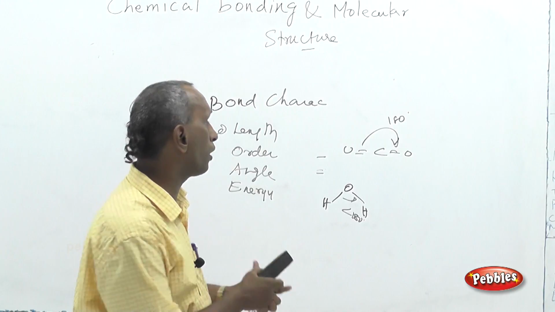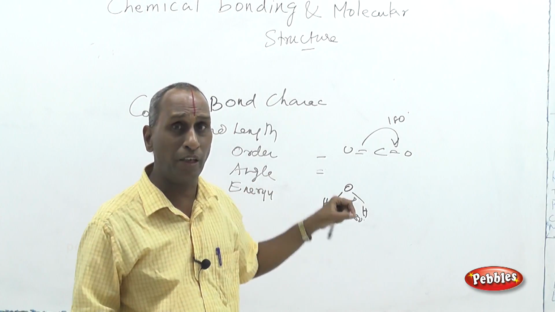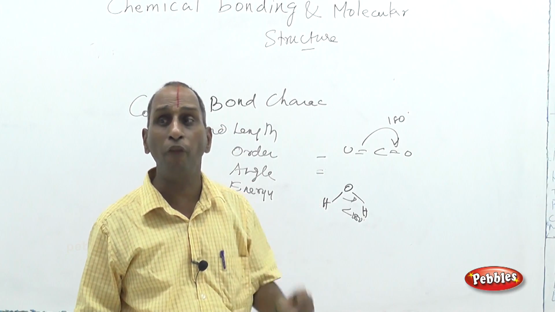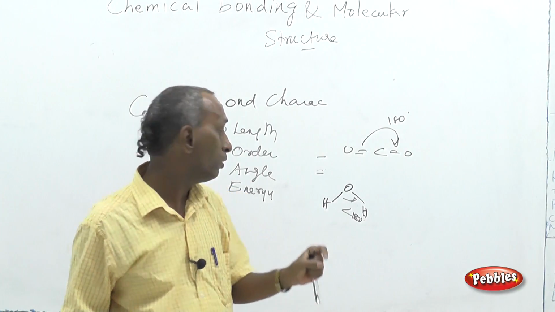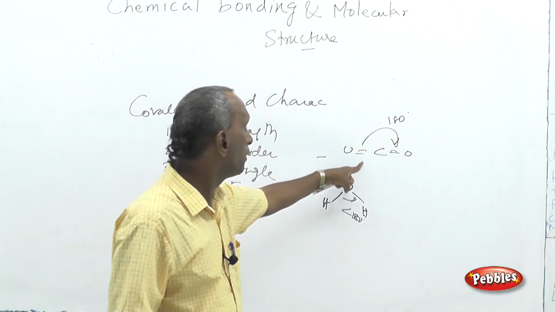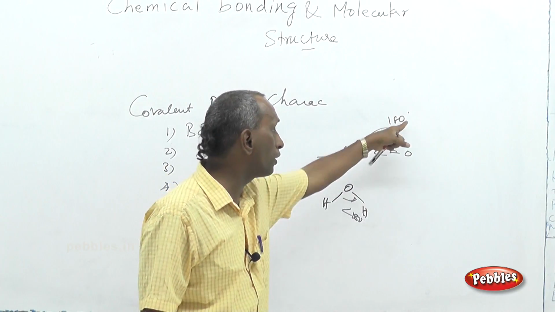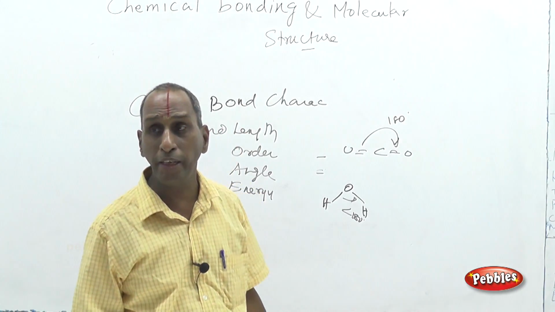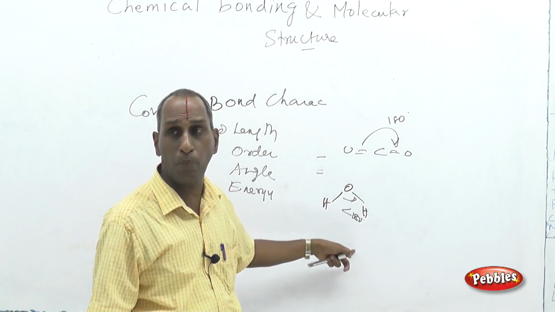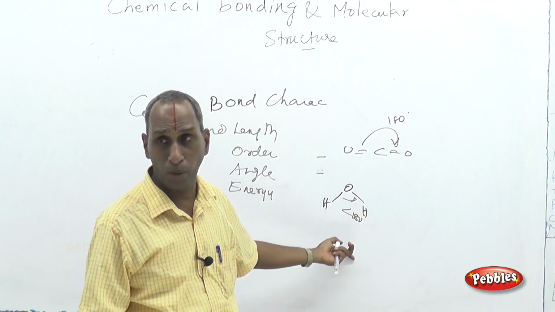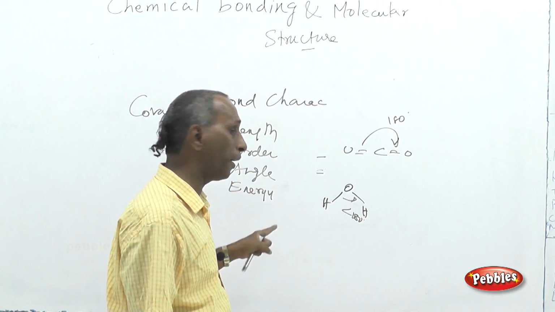Similarly, bond order. What is the significance of bond order? Bond order is 1 for hydrogen, 2 for oxygen, 3 for nitrogen. We will see. Then bond angle. Both are carbon-oxygen bonds. Here the carbon-oxygen bonds are held together at an angle of 180 degrees. In water, the angle between the two oxygen-hydrogen bonds is less than 180 degrees. That is what is meant by bond angle.